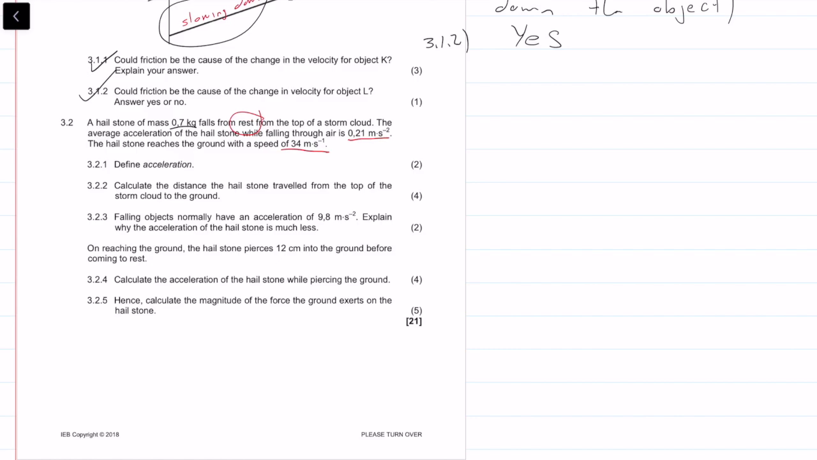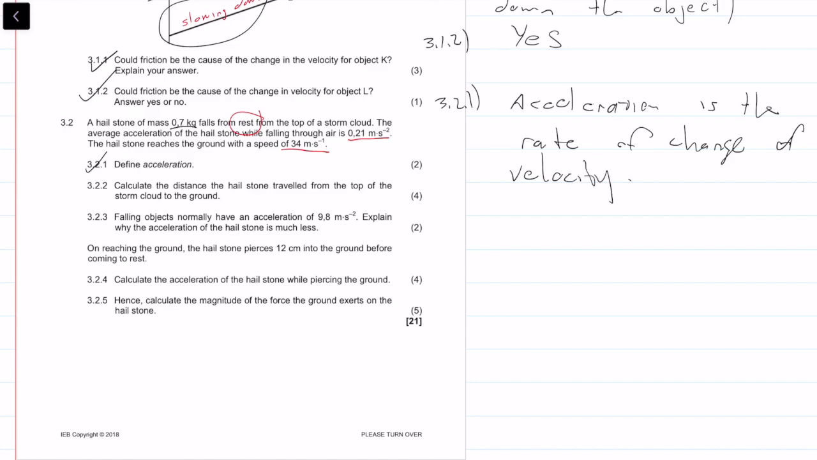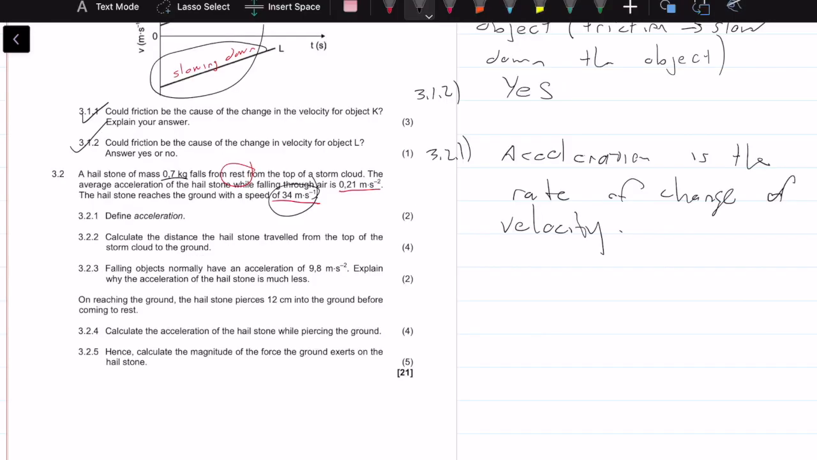So we start off with a definition. Question 3.2.1, define acceleration. Acceleration is the rate of change of velocity. And we get 2 marks for our definition. Question 3.2.2, calculate the distance the hailstone traveled from the top of the storm cloud to the ground.